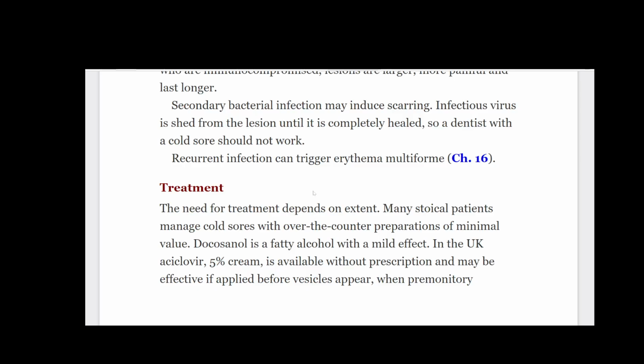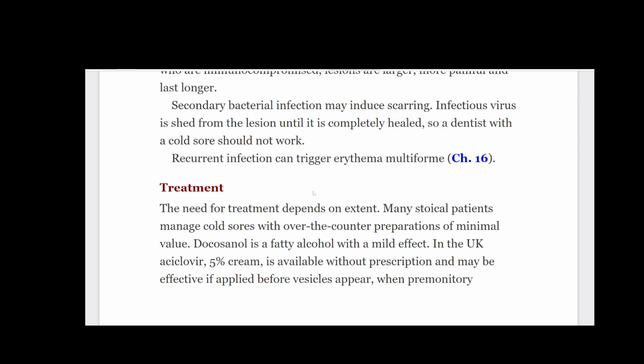In patients who are immunocompromised, lesions are larger, more painful and last longer. Secondary bacterial infection may induce scarring. Infectious viruses shed from the lesion until it is completely healed, so a dentist with a cold sore should not work. Recurrent infection can trigger erythema multiforme, chapter 16. Treatment. The need for treatment depends on extent. Many patients manage cold sores with over-the-counter preparations of minimal value.